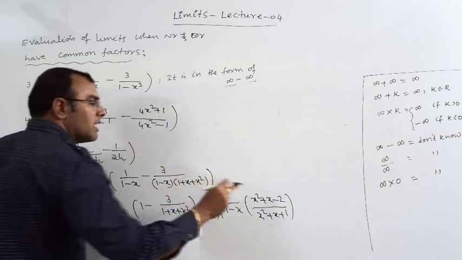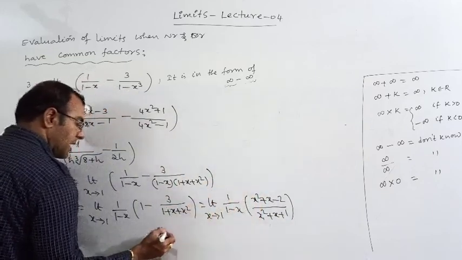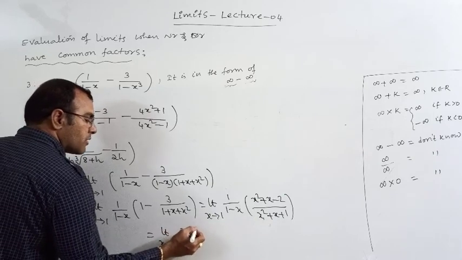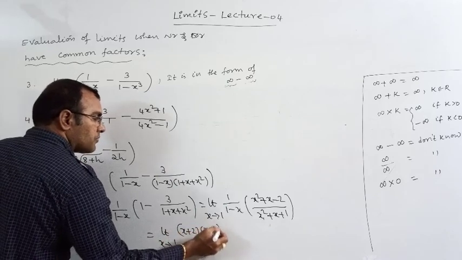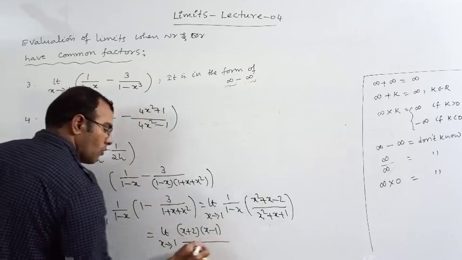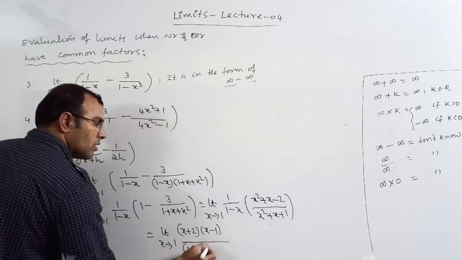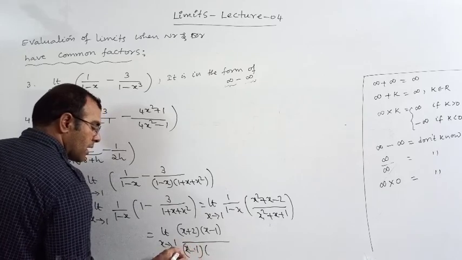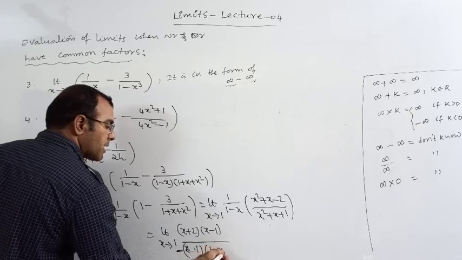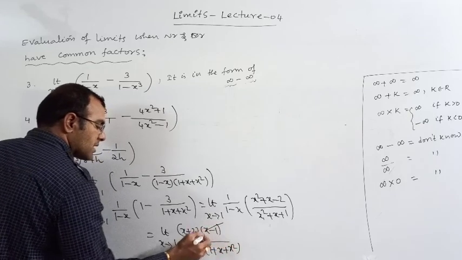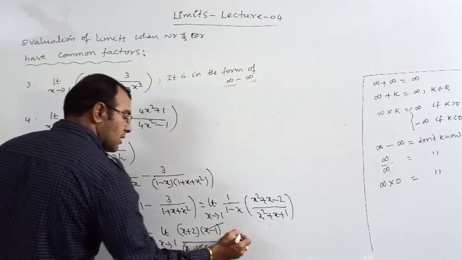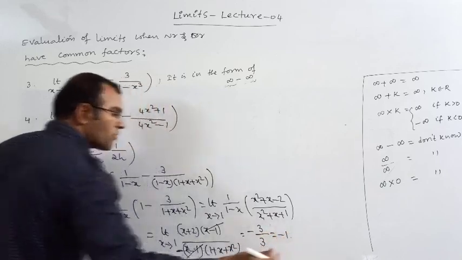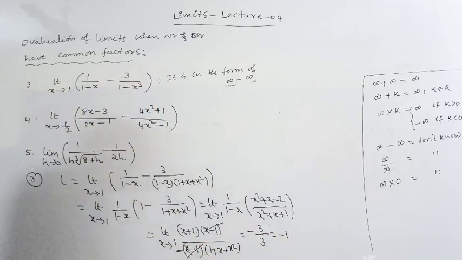That's equal to, you can factorize this. Limit x tends to 1, x plus 2 into x minus 1 by 1 minus x into, you take negative common here, you will get x minus 1, negative common, 1 plus x square. So now this is cancelled. Now you can put 1 here. You will get negative of 3 by 3. That's equal to minus 1. See, answer is minus 1. Okay, write down.